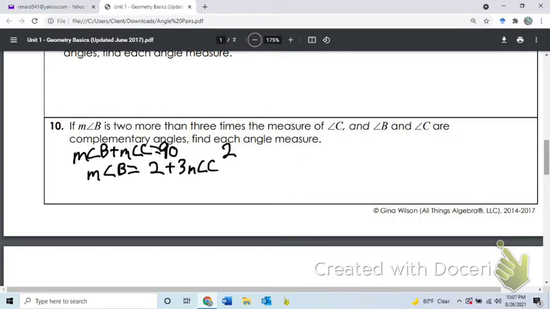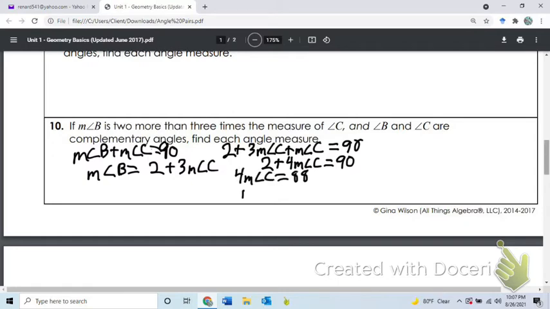Again, we do substitution. So we have 2 plus 3 times the measure of angle C plus the measure of angle C equals 90. That gives us 2 plus 4 times the measure of angle C equals 90. Subtract 2 from both sides. Divide by 4. And we get C equaling 22.